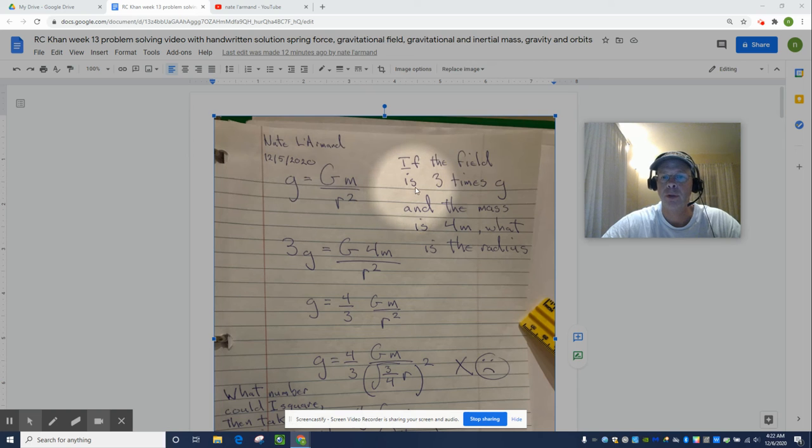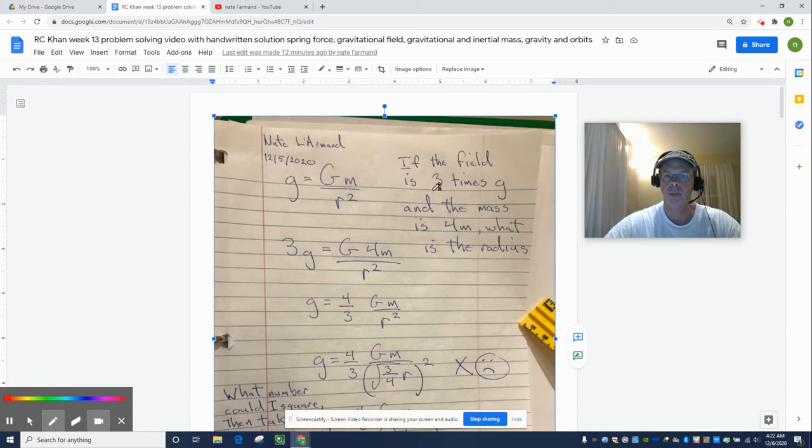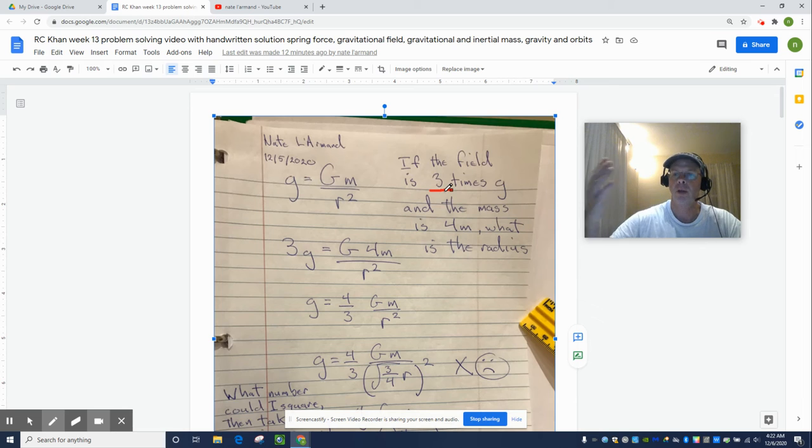Anyway, the problem goes: on this other planet, this second planet, Gallifrey or something like that, we have 3 times the free fall acceleration. So not 10 meters per second squared, but 30 meters per second squared, or not 10 newtons of force per 1 kilogram, but 30 newtons of force per 1 kilogram.